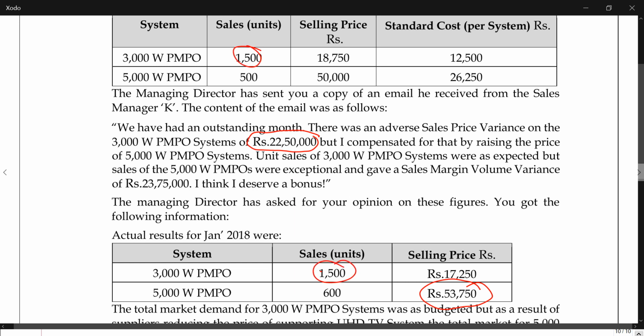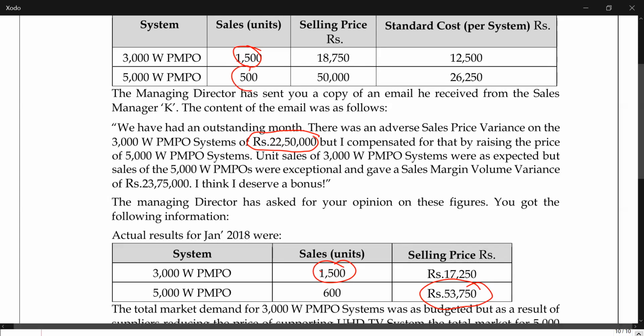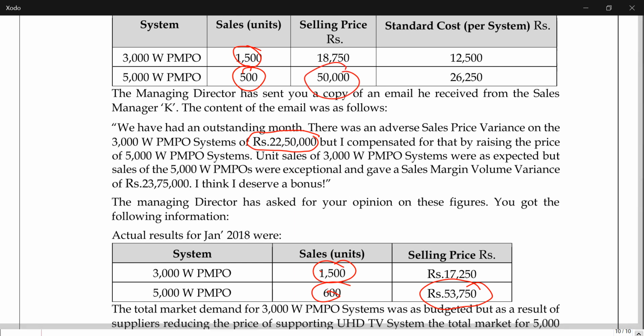I am yet to come to planning and operating, normal understanding. In this, I have sold more units, so there is going to be a favorable volume variance. We have sold more units. We have sold it at a higher price, so there is also going to be a favorable price variance. This is what you used to normally do.